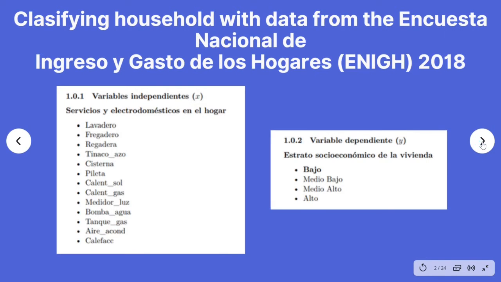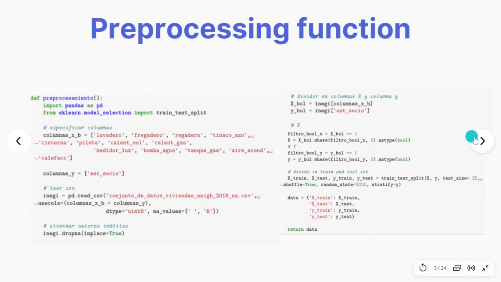First, we are going to be classifying households with data from the Encuesta Nacional de Ingreso y Gasto de los Hogares. Here we can see our independent variables, or X, or regressors, and our dependent variable Y. In this case, we want to predict if the house is from a socioeconomic status equal to low, or bajo. Here we can see our preprocessing function.